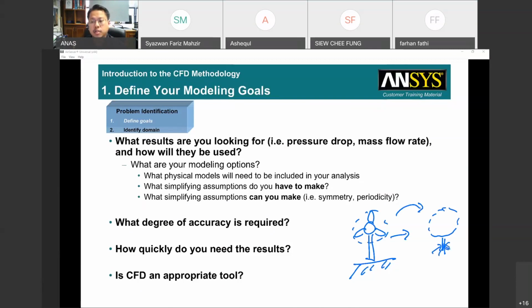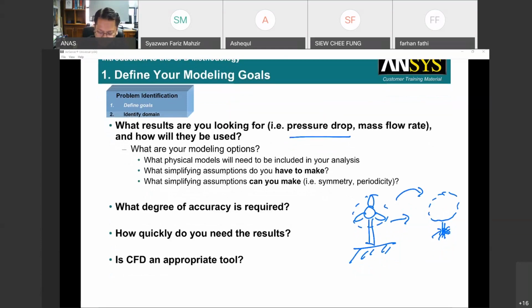Most often, not. So you need to know what you are trying to solve, what you are trying to analyze. You want to check what is the output. You want to check pressure drop, mass flow rate, velocity profile. So you need to know first what is the main outcome of your project. And then of course the accuracy that is required.